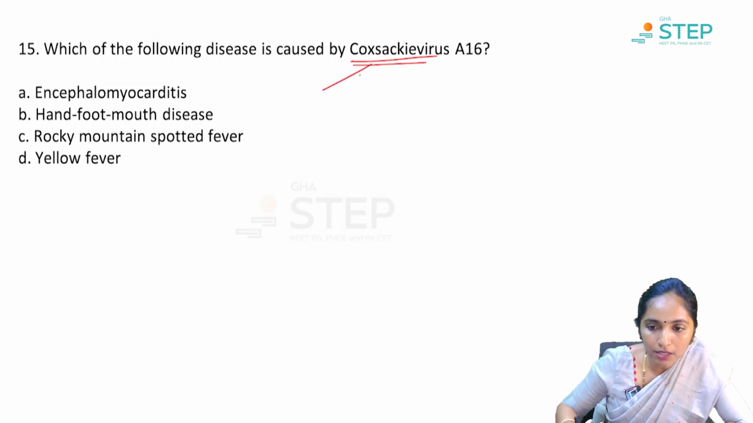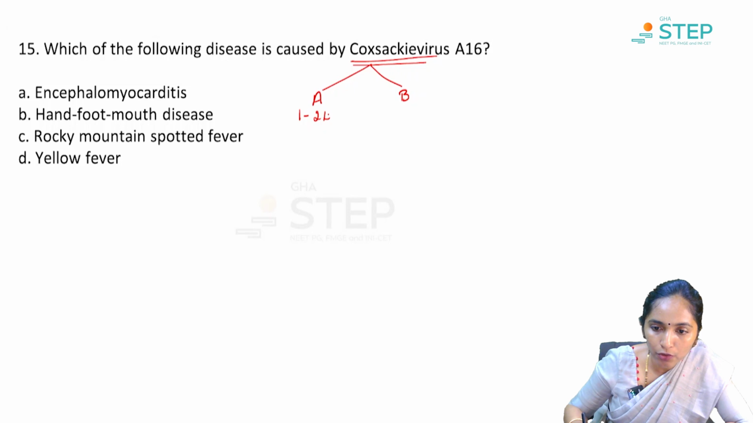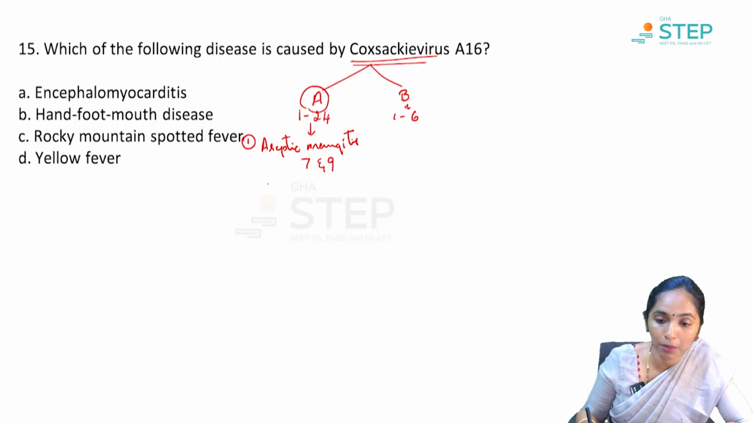Coxsackie virus is basically divided into two groups, group A and B. In A, we have serotypes from 1 to 24. B is 1 to 6. What are the common infections in A? Let us begin with A itself. One is aseptic meningitis, caused by Coxsackie virus. The serotypes causing it are mainly 7 and 9. I'll tell you how to remember later.